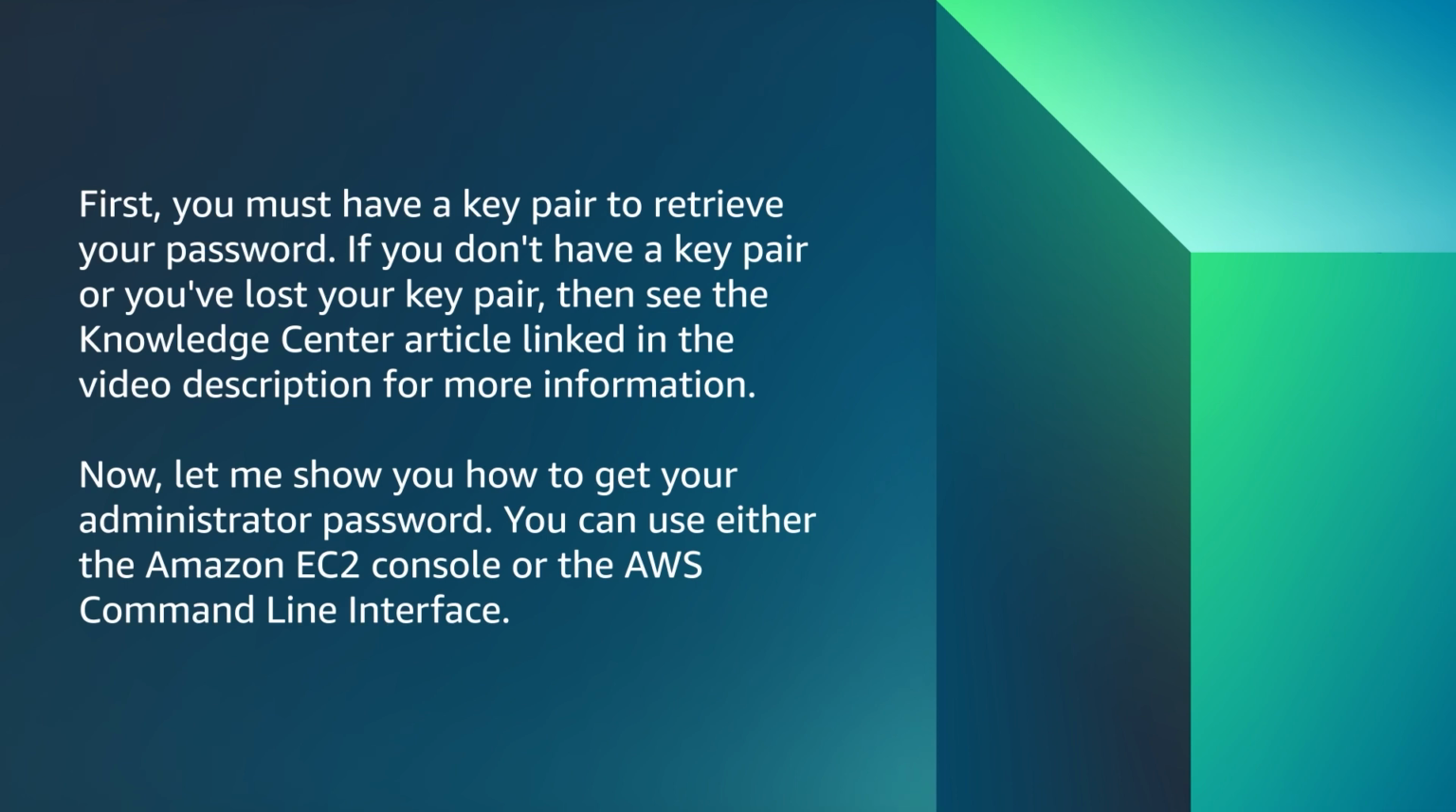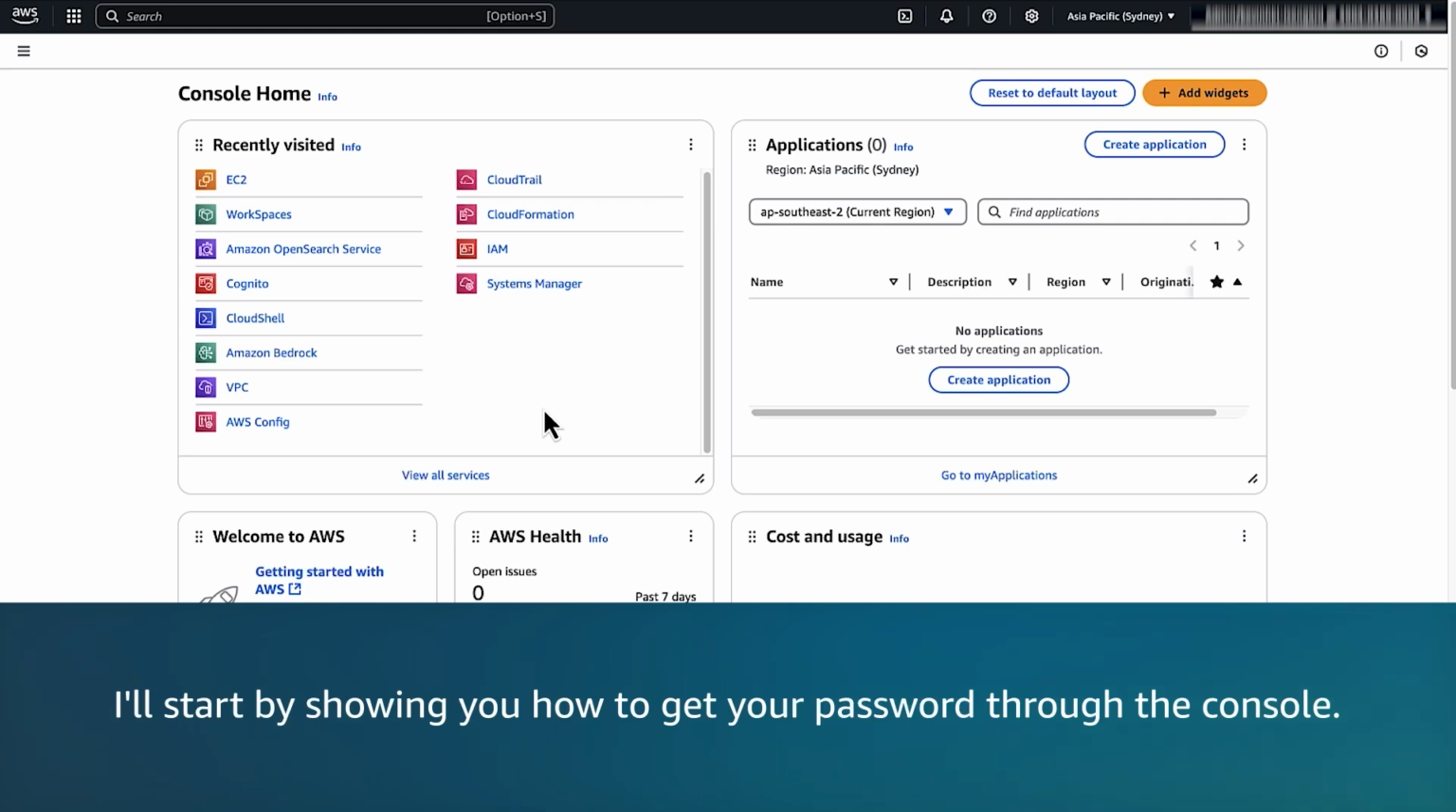First, you must have a key pair to retrieve your password. If you don't have a key pair or you have lost your key pair, then see the Knowledge Center article linked in the video description for more information. Now, let me show you how to get your administrator password. You can use either the Amazon EC2 console or the AWS command line interface. I'll start by showing you how to get your password through the console.